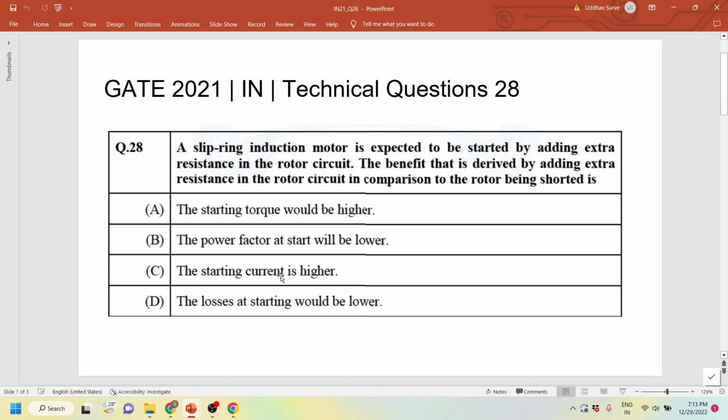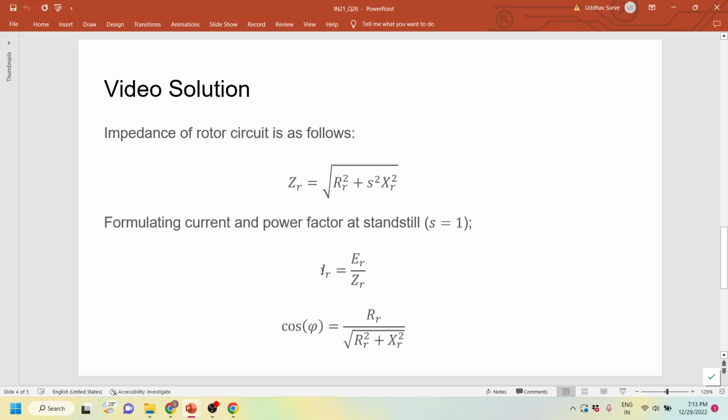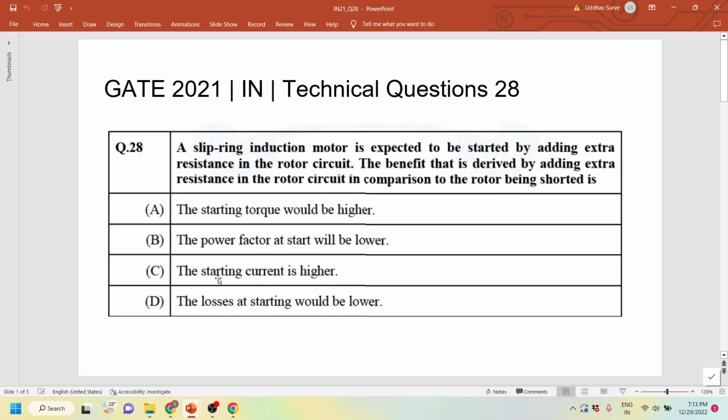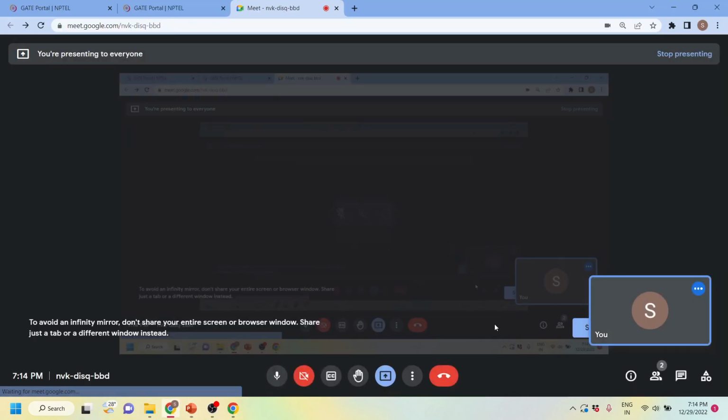Starting current is higher. As we saw, rotor current is ER upon ZR, and ZR is the square root of RR square plus S square XR square, where S is equal to 1. So when RR increases, ZR will increase, and therefore the rotor current will be lower. So the starting current will be lower, and this option is also wrong. And losses at the starting will be lower? As we are adding resistance in the circuit, the resistive losses will increase. So the losses at the starting will be higher, not lower.